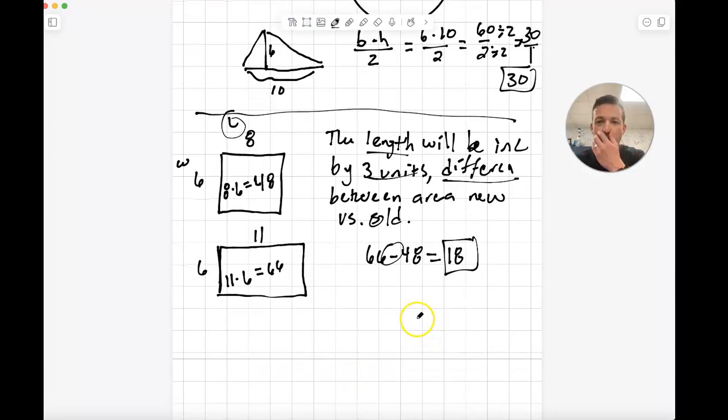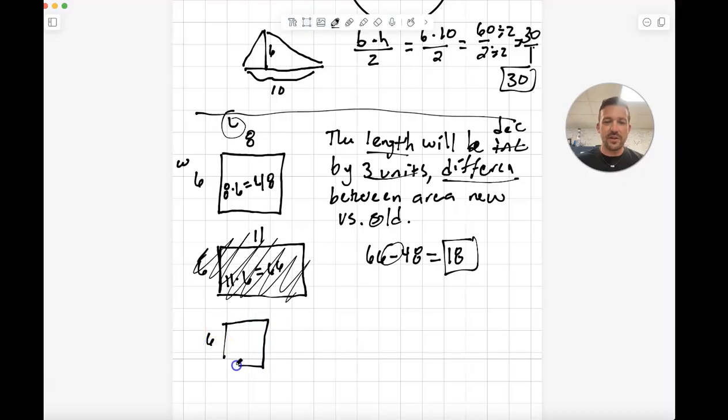Now, they could go the other way around too. Maybe they make the length smaller, so instead of it getting bigger, maybe they say the length will be decreased by 3. So then that would mean you still got a 6 here, and now it would be smaller. So 8 minus 3 would be 5. So you'd have something like this, and you can do 6 times 5, which is 30, right? And then it might ask what's the difference there, where you just do the 48 minus the 30, and you'd say the difference between the two is going to be 18. In this case, it would be 18 as well, right?